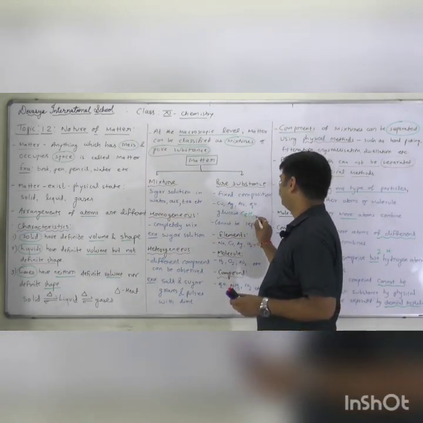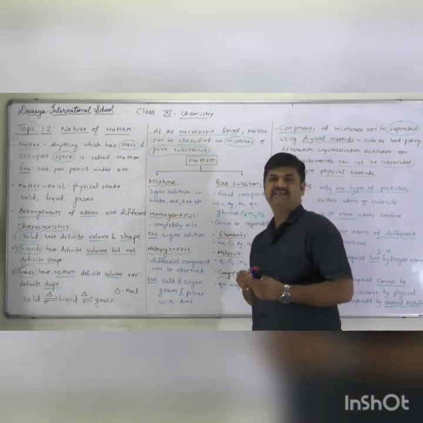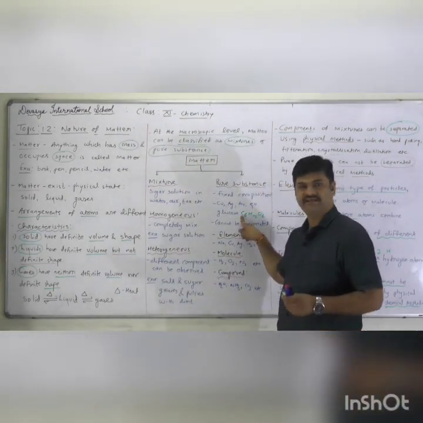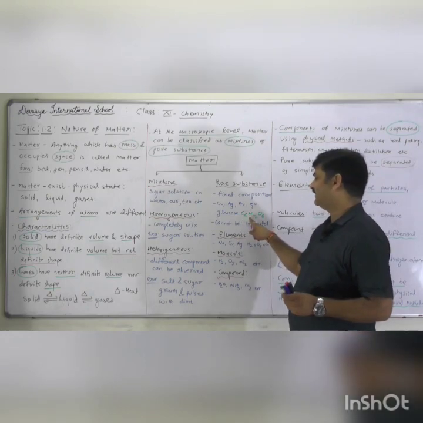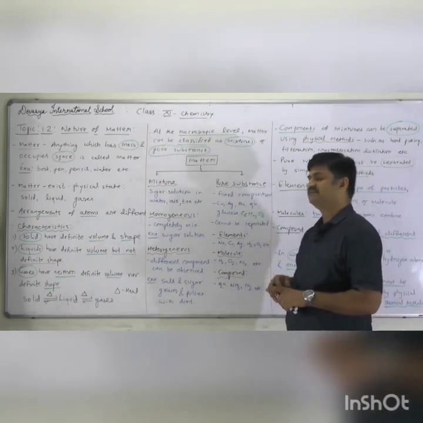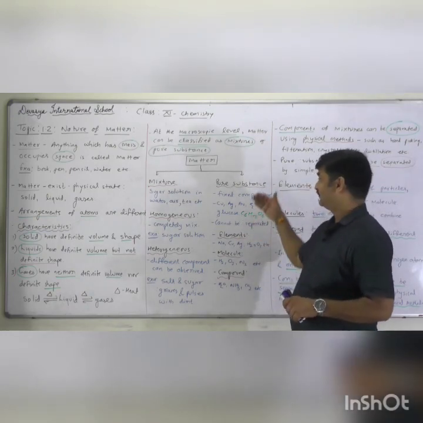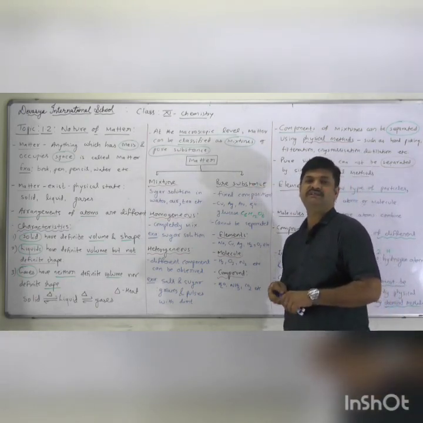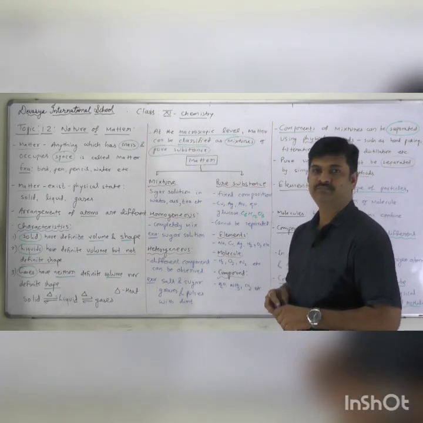The formula of glucose is C6H12O6. Here the number of carbon will always be fixed, that is 6. The number of hydrogen is 12 and the number of oxygen is 6. So now this mixture is a pure substance. Here separation of a pure substance cannot be easily done.